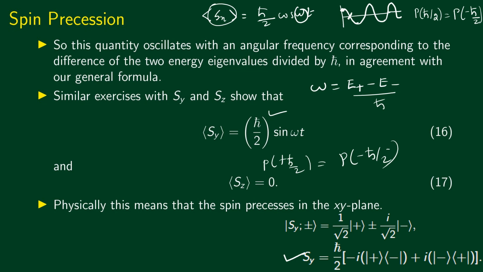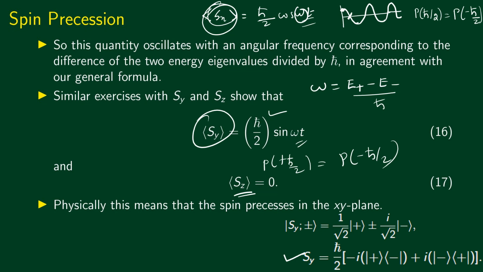All right, so this essentially means that at all times the probability for plus h bar by 2 is equal to the probability for minus h bar by 2. This is the reason why the expectation value of Sz is 0 always. It's 0 at all times. So the expectation value for Sz does not change, but the expectation values for Sx and Sy change with time. This means that the spin actually rotates or precesses in the xy plane.